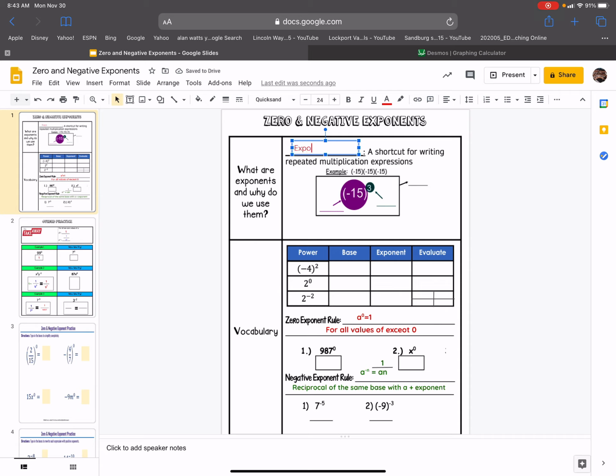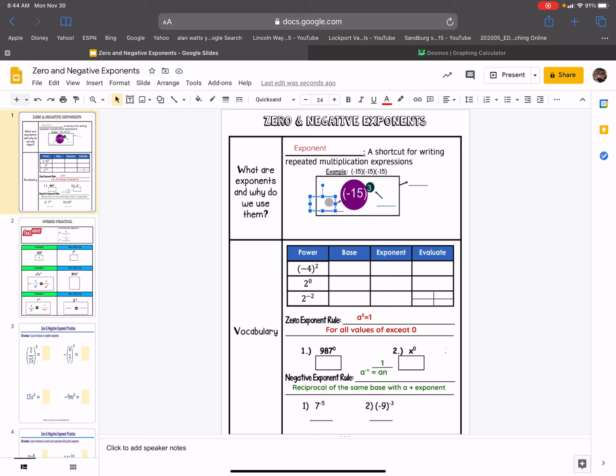What is an exponent? When I say negative exponents, before we even start what a negative exponent is, we have to understand what an exponent is. And it's basically just a shortcut of writing repeated multiplication. So it's just an easier way to show what you want to be multiplied. For instance, instead of writing negative 15 times negative 15 times negative 15, I can just write negative 15 to the third power. So it's much easier to see.